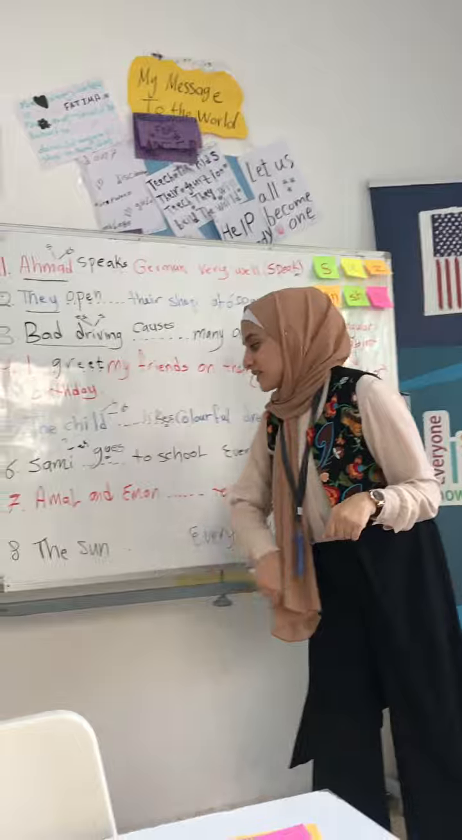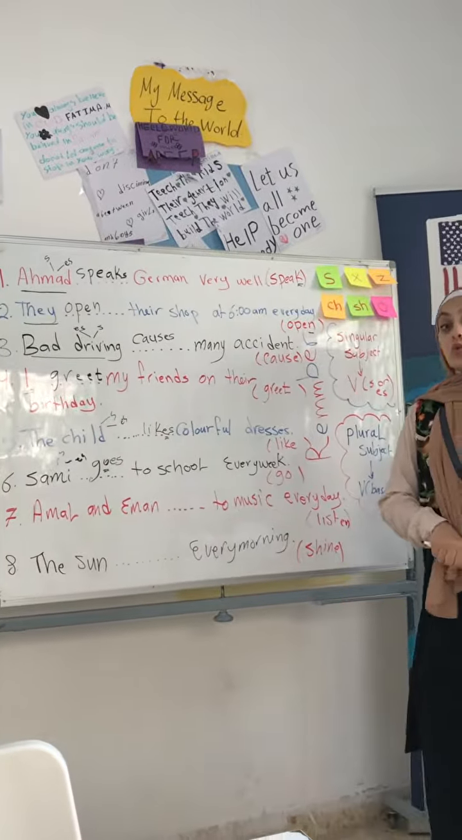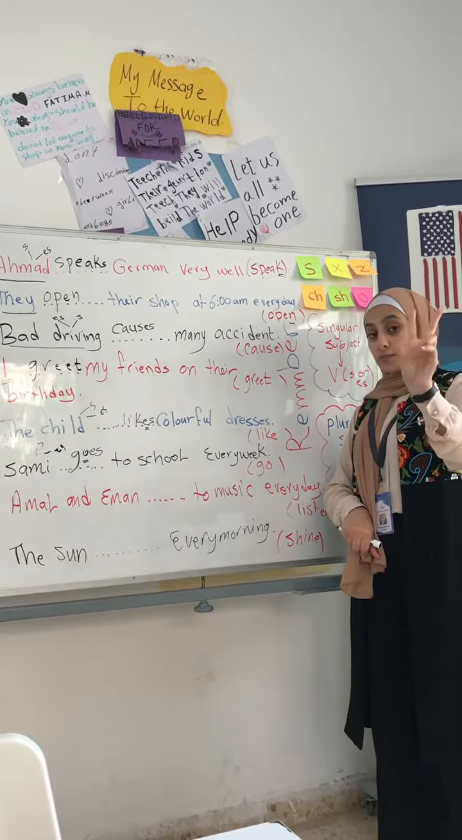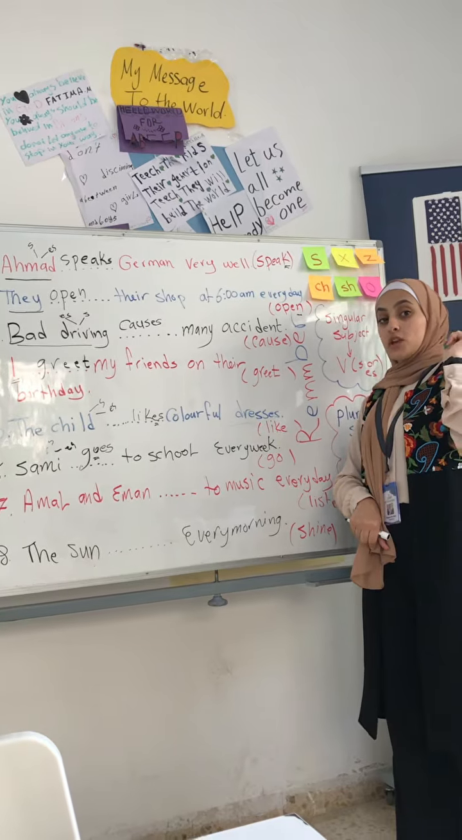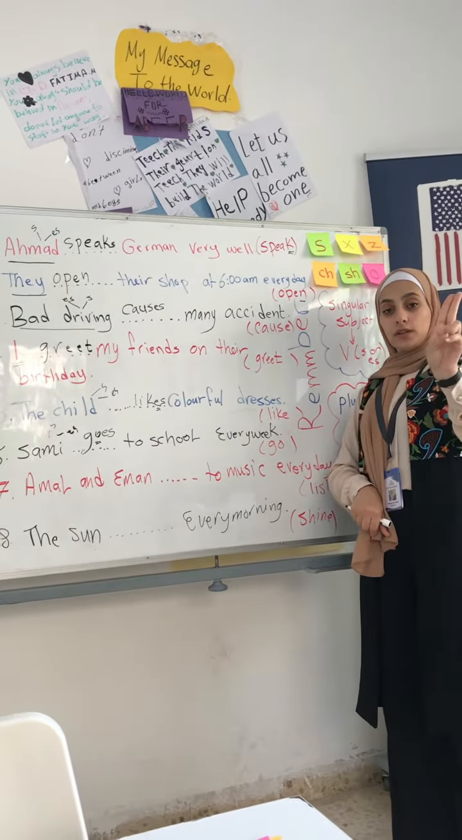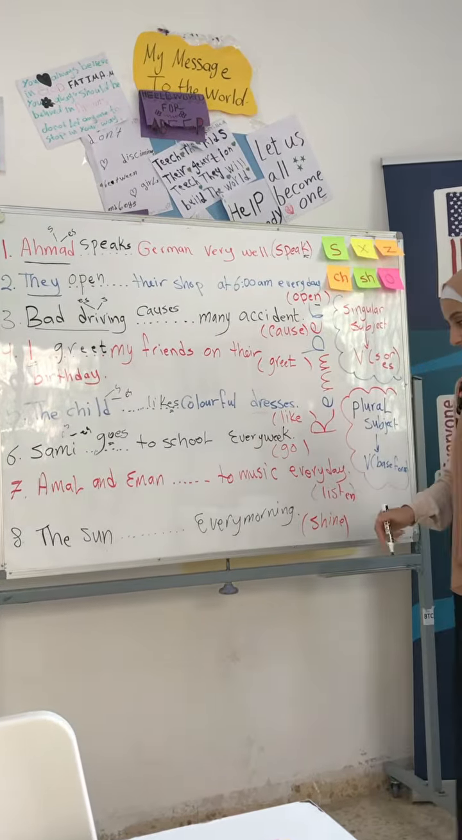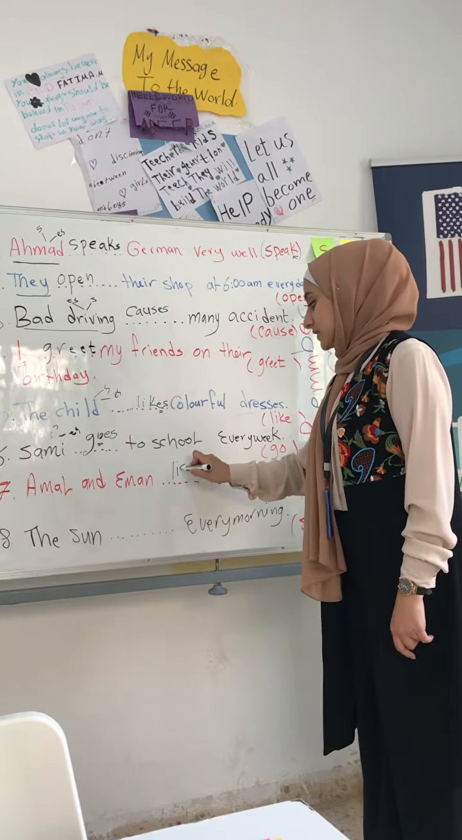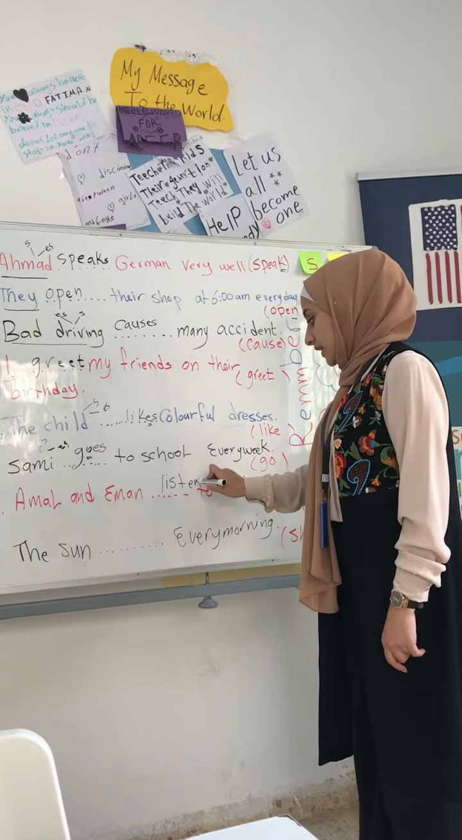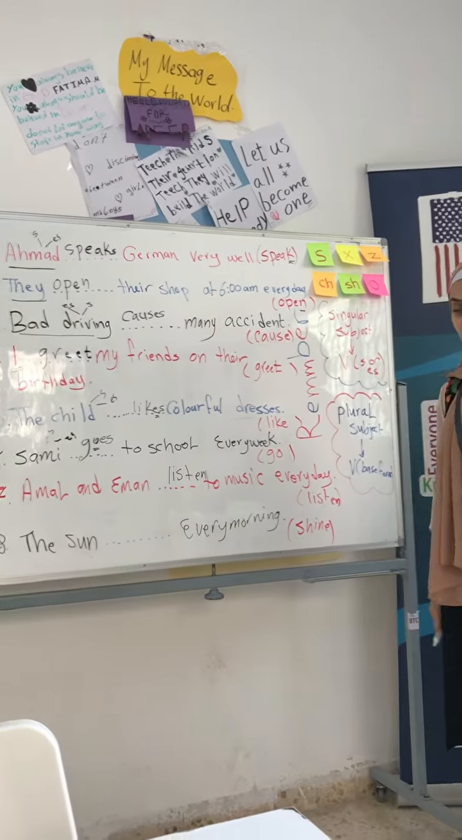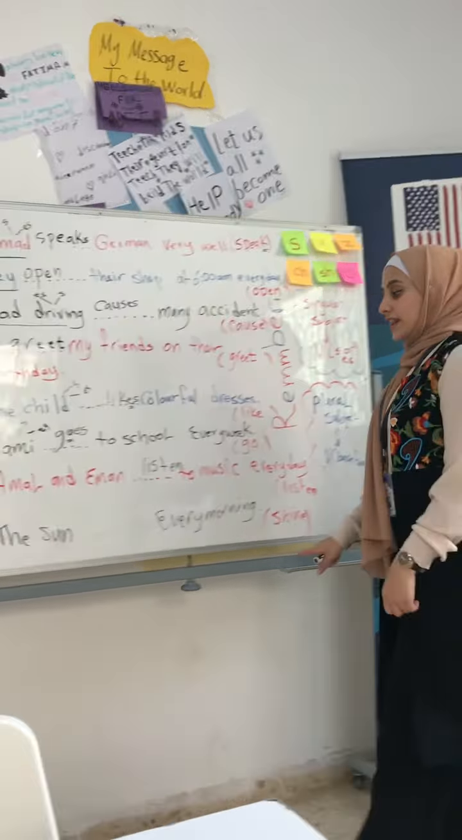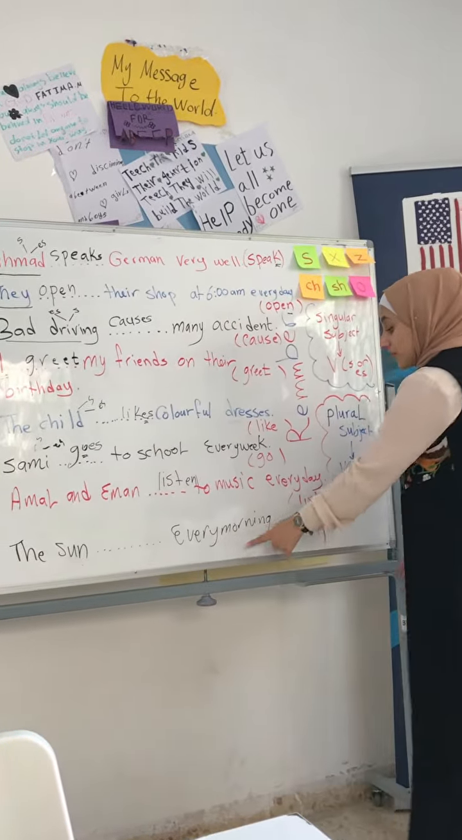Okay, number 7 now. Aman and Iman, 2 people. Because they are 2 people, they are plural subjects. So we will look at the verb, which is listen, and put it as "listen" with no additions because they are plural. The last one: the sun, every day, every morning.